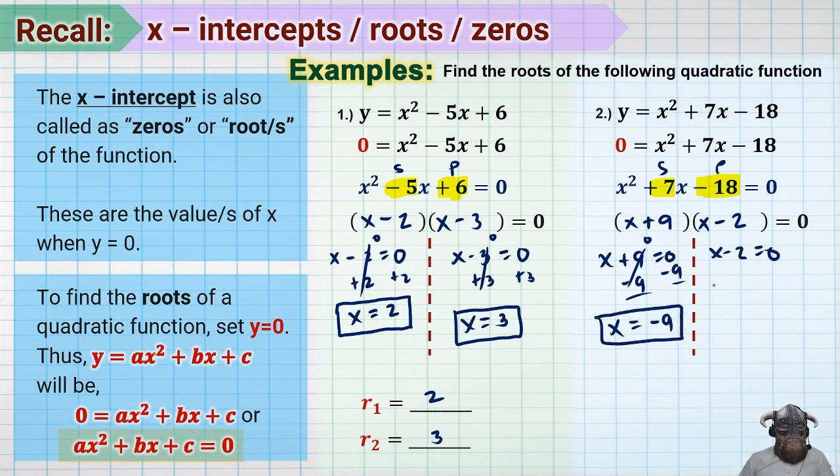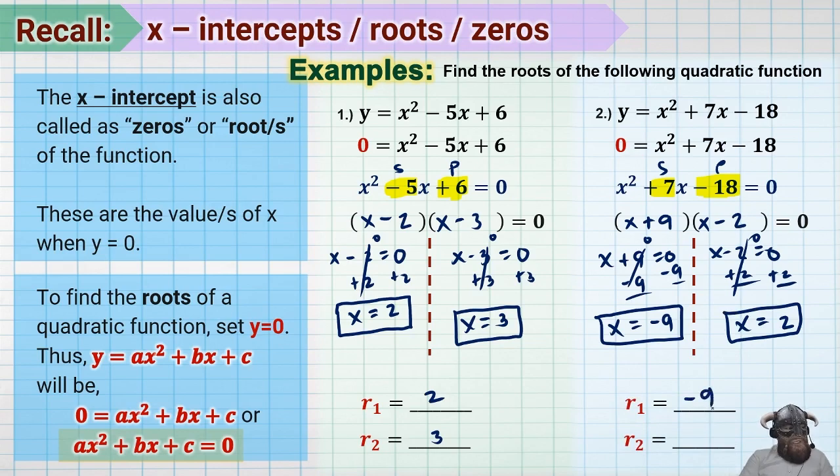Next, if we add 2 naman for both sides, on this equation, we can have this one as 0. Therefore, x is equal to positive 2 on this side. So once again, we will have two roots on this quadratic function. The first root is negative 9 and the second root is positive 2. And that's how we find or solve the roots of the following quadratic function.